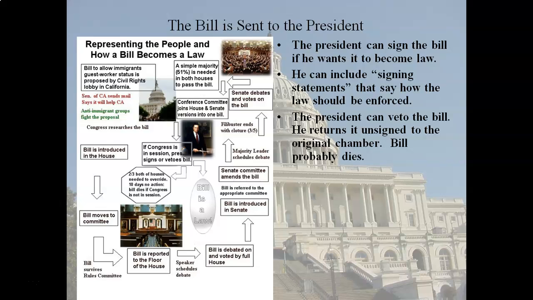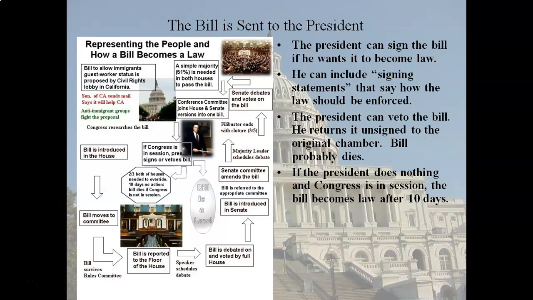Of course, the president can also veto the bill. In order to veto the bill, he returns the bill unsigned to the original chamber. At this point, the bill probably dies. Very few times will a veto ever be overridden. And the president, by the way, when he does send it back to the original chamber, is to state the reasons that he's objecting to the bill.